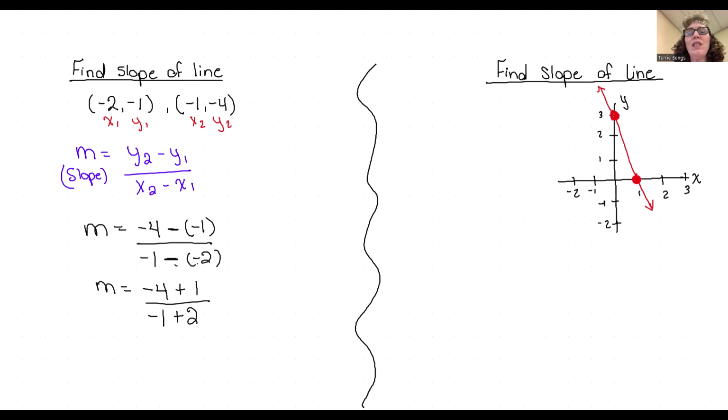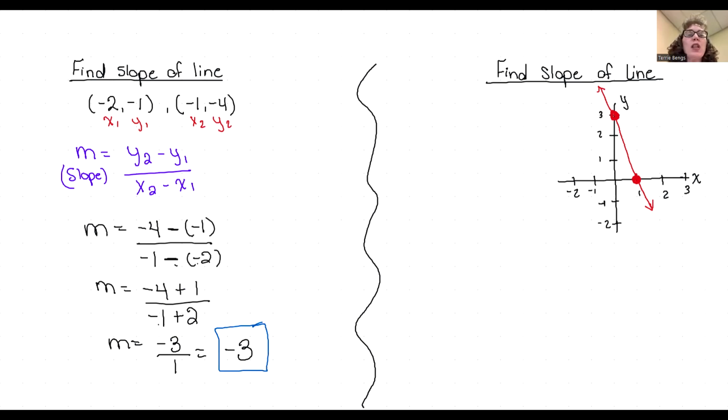Then we go a little further: -4 plus 1 makes -3, and -1 plus 2 makes 1. Here again, you could use your calculator to type that in, and you're going to get the same thing. Then we just simplify. -3 over 1 is -3. So our slope for this problem is -3, and that's as far as we can go. We're just looking for the slope.